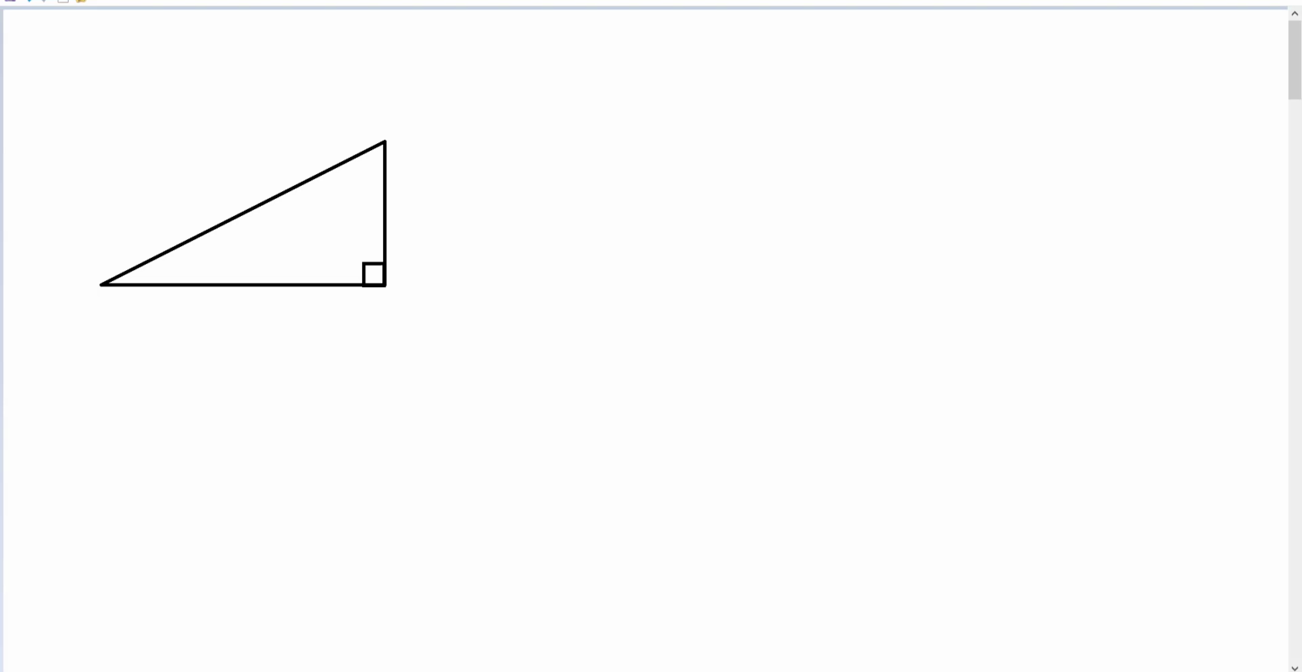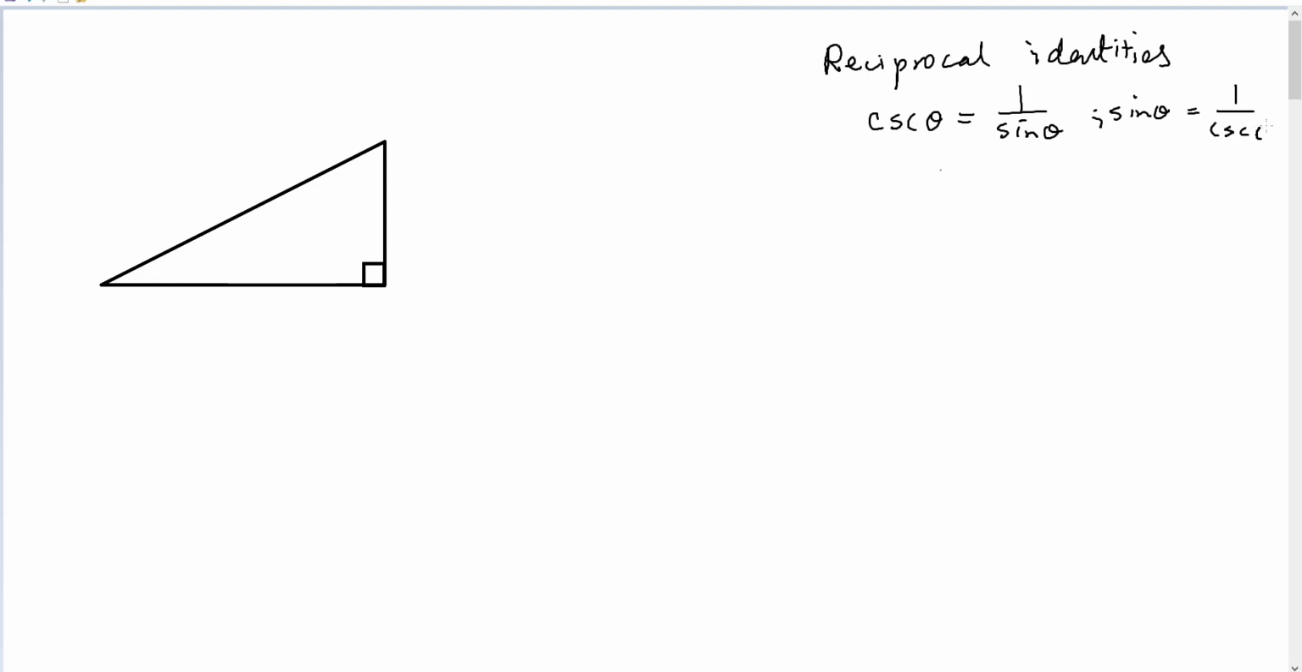So you are writing the identities, okay? So there are reciprocal identities. This you are to memorize. Cosecant theta. So sine theta is 1 over cosecant theta. And don't forget to write theta.